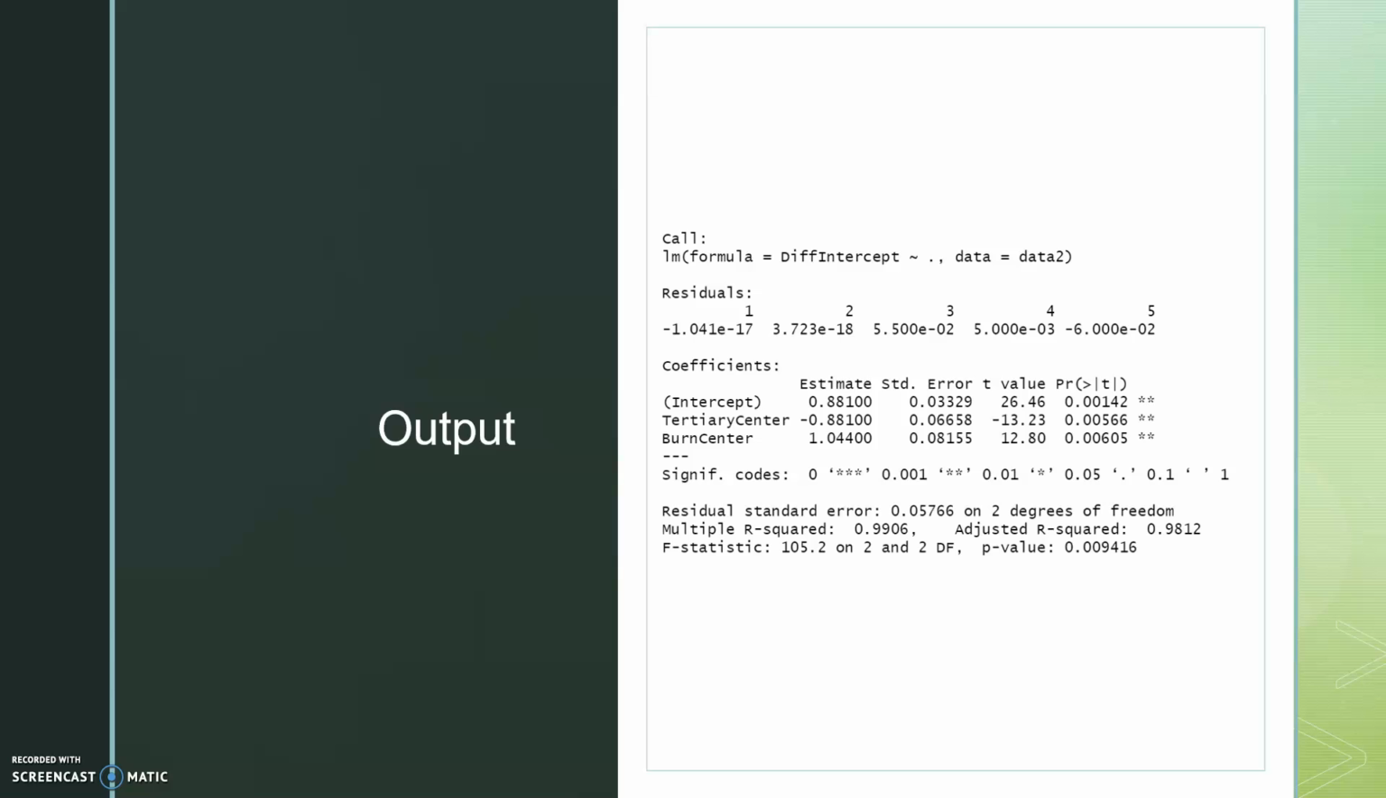The output of the second regression model is shown here. In the residuals, you can see the results of each hospital. This regression shows that the hospitals with tertiary centers reduce the probability of mortality, and hospitals with burn centers increase the risk of mortality. That concludes my presentation.